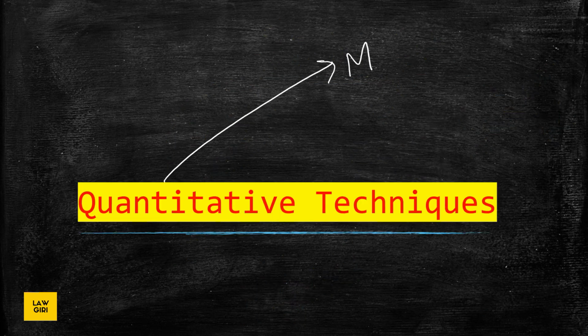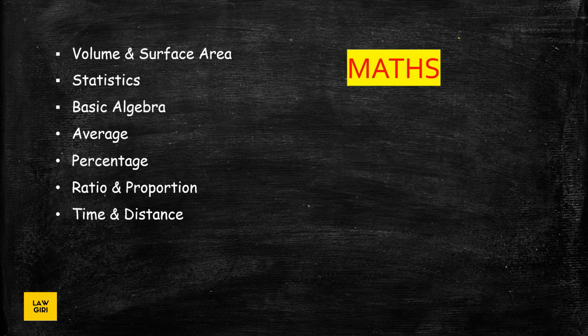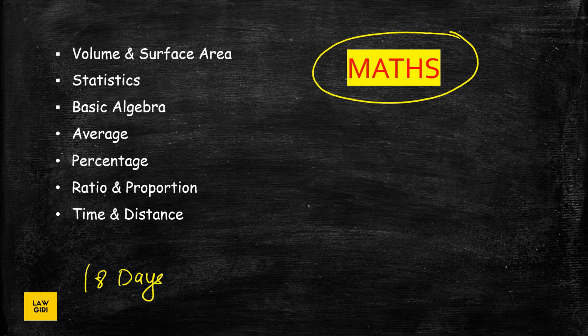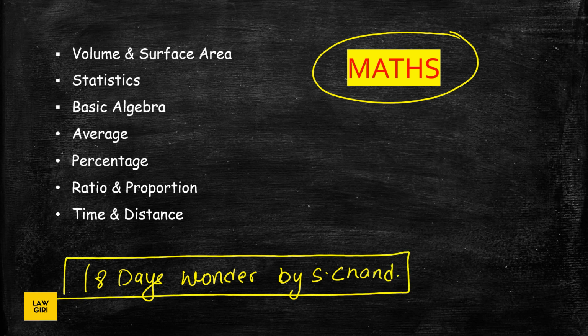Quantitative techniques can be divided into two. One is maths and the other is DI. Now, how to cover maths? For maths, I would say buy a book called 18 Days Wonder by S. Chand. Please do not start solving the entire quantitative aptitude book by R.S. Agarwal. This is the book I recommend.